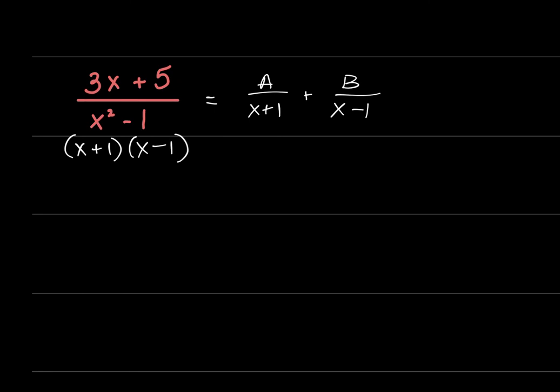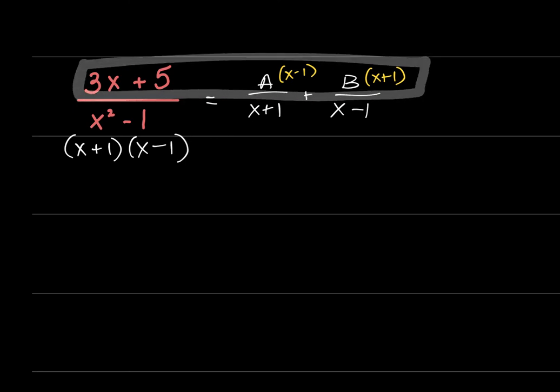Now I want to compare the second denominators to the first. So what's missing from here to here? x minus 1 for the A, x plus 1 for the B. Now I look at just the numerators. 3x plus 5 equals A(x minus 1) plus B(x plus 1).